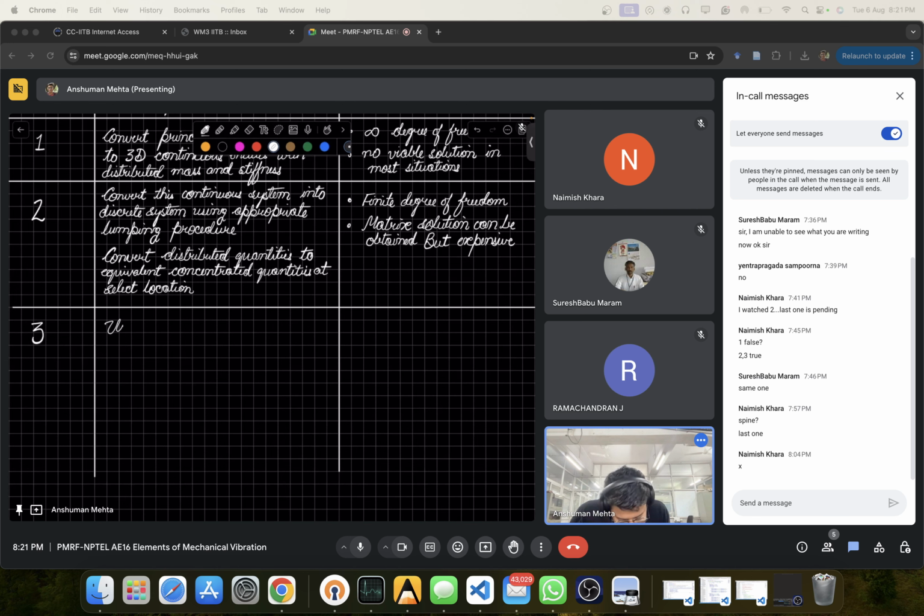Now next is the third level, where we use a condensation technique to neglect specific terms and express some degrees of freedom in terms of others.